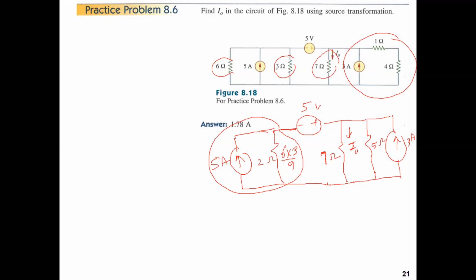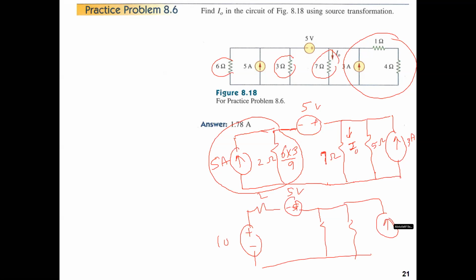And then we convert the current source to a voltage source. So 5 times 2 is 10. And then we have a resistor 2. And then we have the voltage source 5 volt. And then we have the 7 and the 5 and the current source 3. Okay, so 5 ohms. This is I0. 7 ohms. Again, do not touch, do not combine, do not move anywhere.